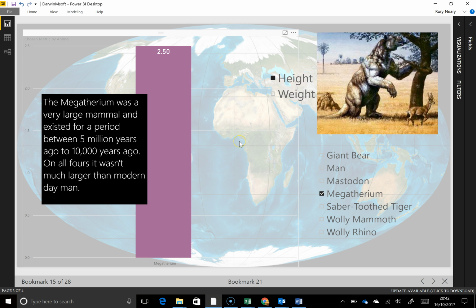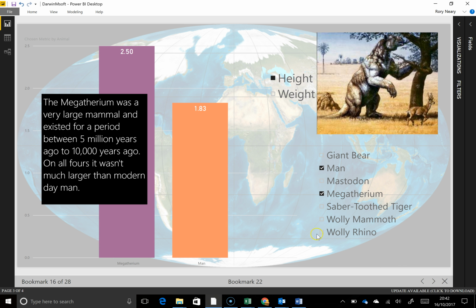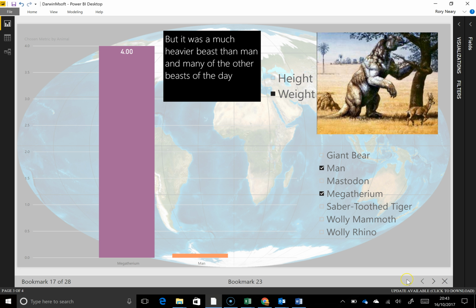So what we have is a graphic here, where we've got some images in relation to the megatherium, and this is the height chart. So we can compare the height of the megatherium to a man, and it's a reasonable comparison. But actually, if we look at the comparison of the weight, you've got the megatherium here at 4 tons, and a man at not an awful lot, 70 kilograms, I guesstimated that at.